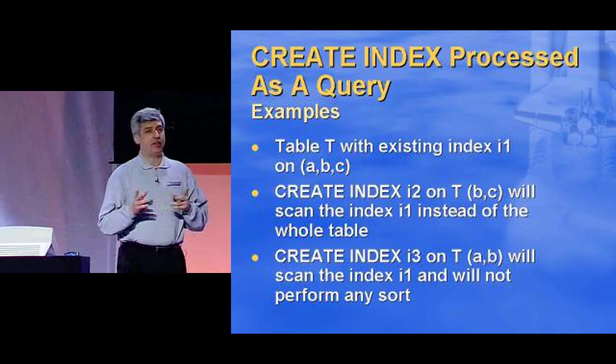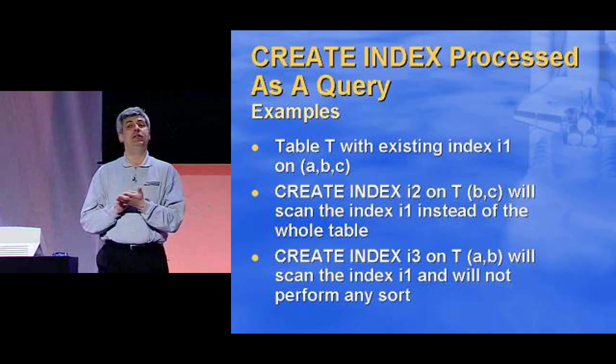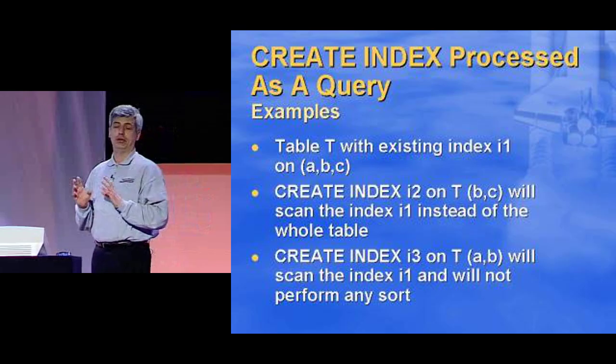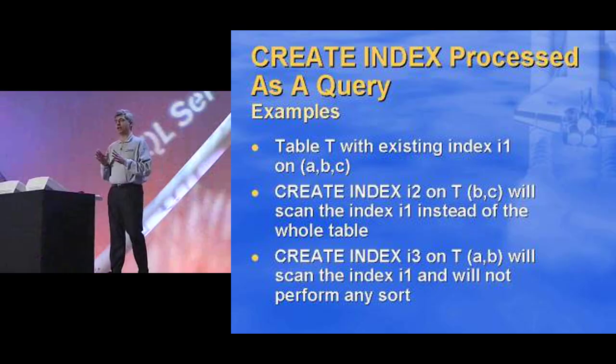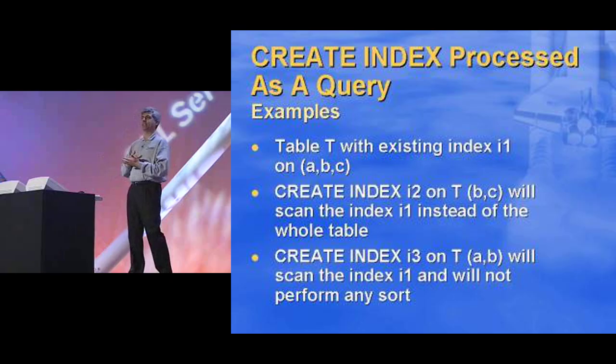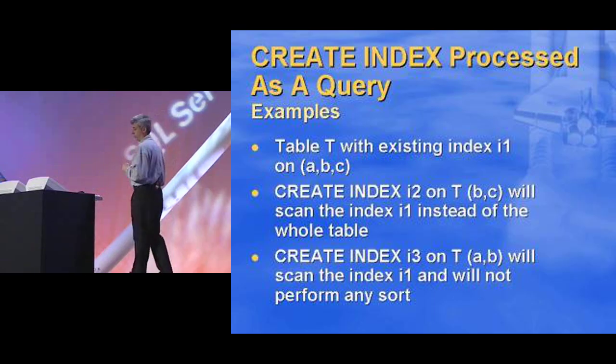Another example, index I3: if I'm building it on a prefix of an existing index, I may save not only the scan of the base table, but I may save the sort as well. The creation of such an index is very fast, because if I'm creating an index on columns A, B, and I have already an index on A, B, C, by scanning the index I1 in sorted order, I will avoid sorting at all for this index.